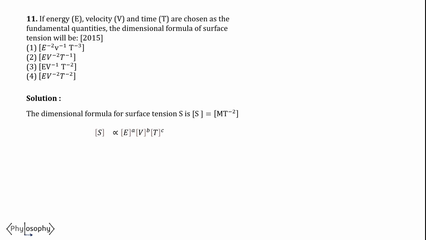Now we need to put the dimensional formulas for surface tension, energy, velocity and time. Now the dimensional formula for surface tension is M T to the power minus 2. For energy it is M L square T to the power minus 2, for velocity it is L T inverse, and for time it is T. Now if you calculate the powers for M, L and T, then you will get M to the power a, L to the power 2a plus b, T to the power minus 2a minus b plus c.